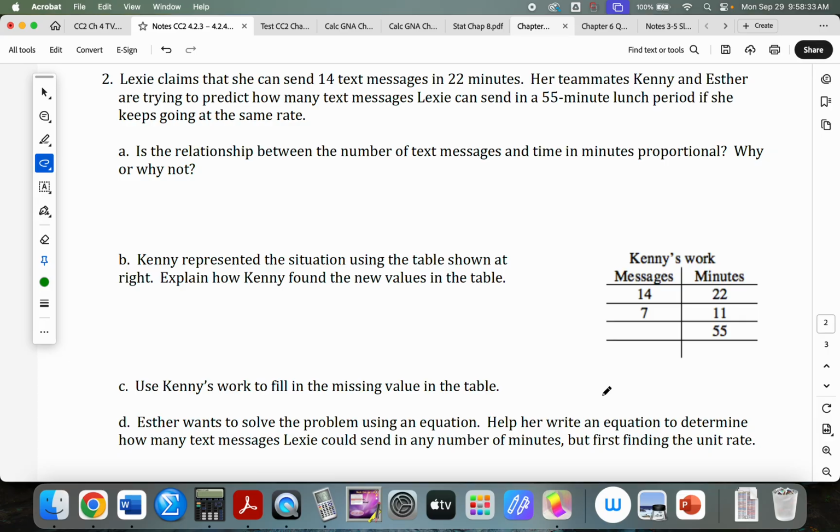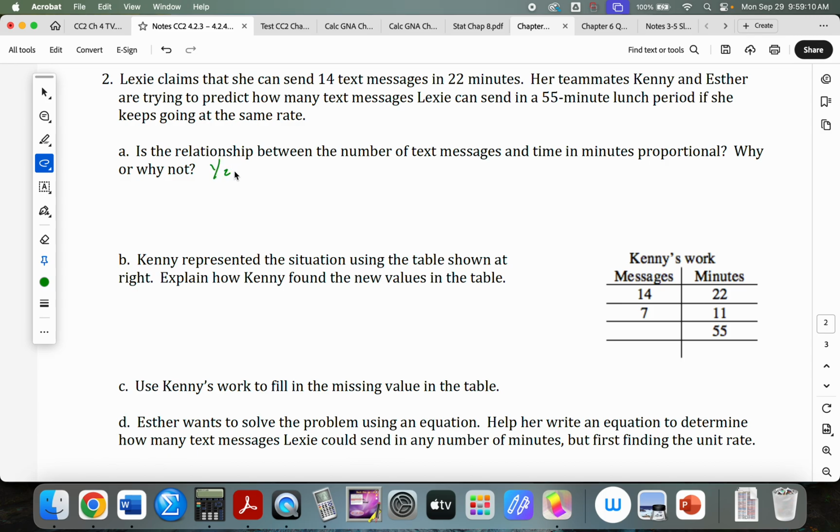So, Lexi claims that she can send 14 text messages in 22 minutes. Her parents must be so proud. Her teammates, Kenny and Esther, are trying to predict how many text messages Lexi can send in a 55-minute lunch period if she keeps going at the same rate. So, is the relationship between the number of text messages and the time in minutes proportional?